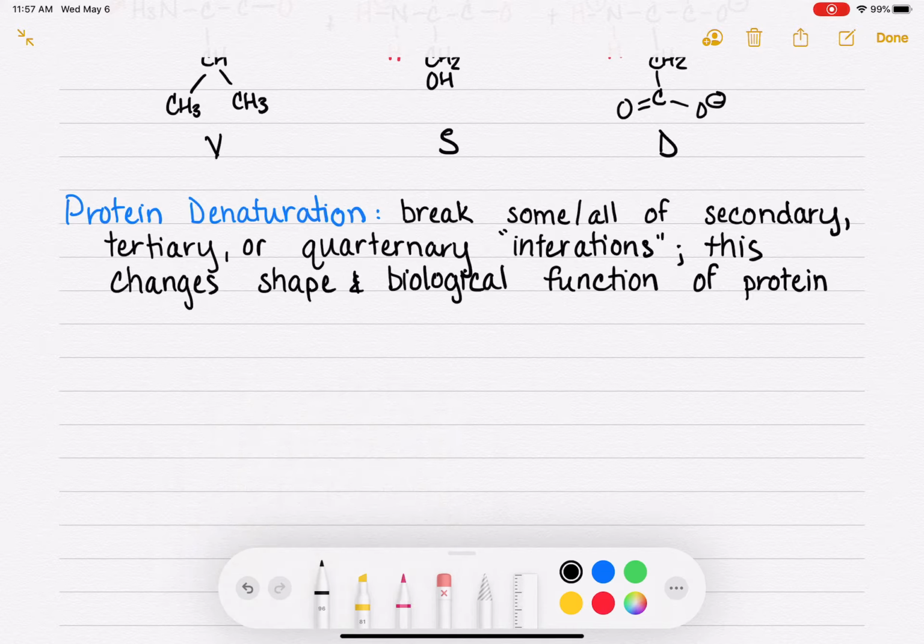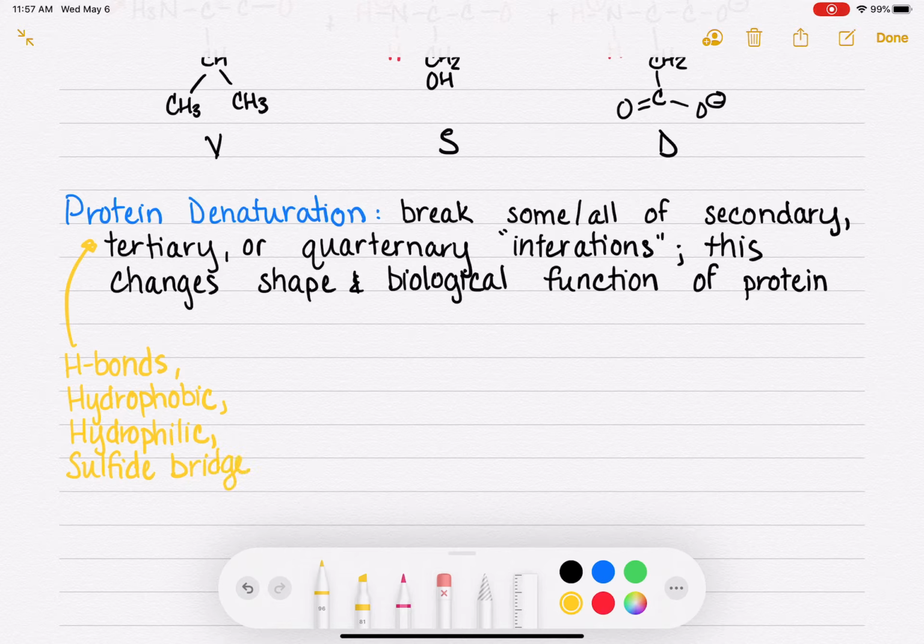So this is going to be things like our hydrogen bonding. Let's see, we had hydrophobic. Hydrogen bonding was part of the secondary structure, hydrophobic, hydrophilic, and disulfide bridges, which were part of the tertiary and quaternary structures. So this acts on those types of interactions.